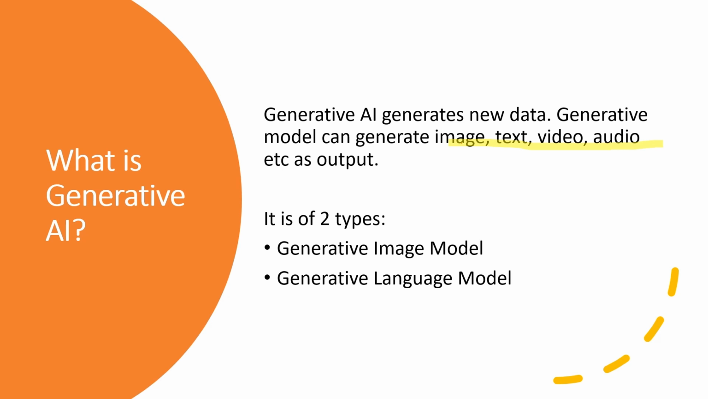So generative AI is of two types. It is the generative image model and the generative large language model. The generative image model is basically image to image conversion. If you give any image, the model under the hood will analyze the image and give a response. And the generative language model is basically text to text.